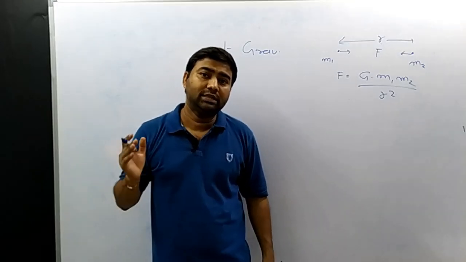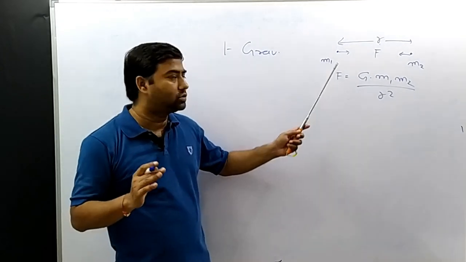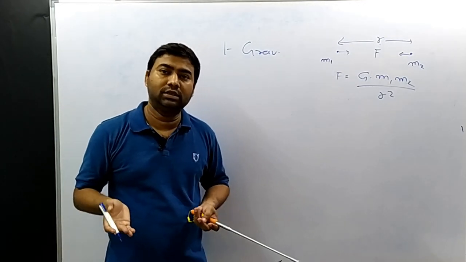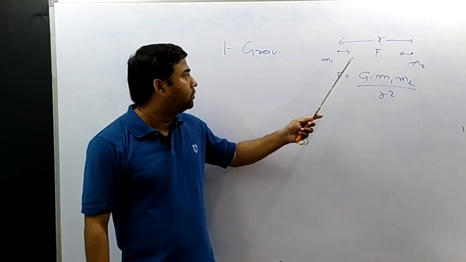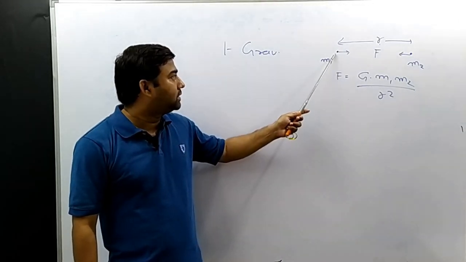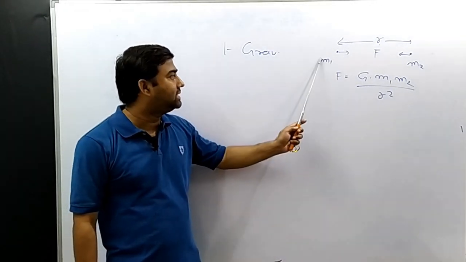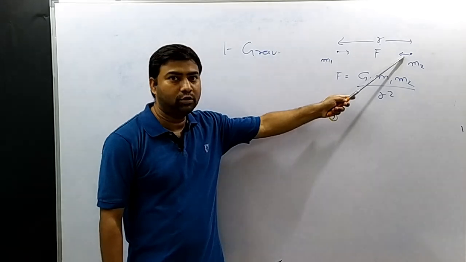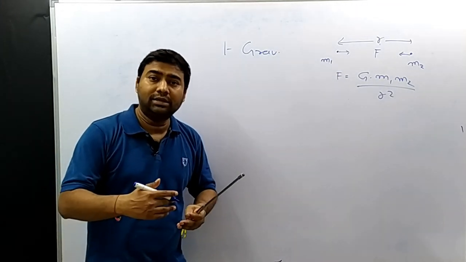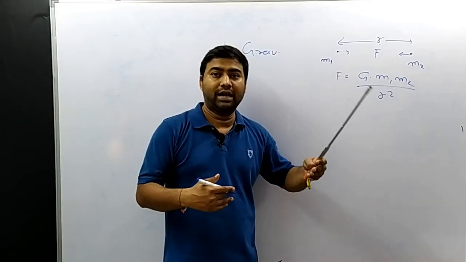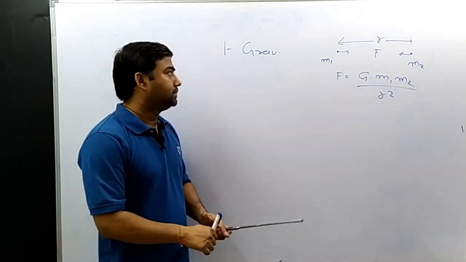As I have told you, there is no single force in the universe, so this gravitational force or any other force always exists in paired form. So there are two forces. One is gravitational force on m1 by m2, and second is gravitational force on m2 by m1. They are two forces, but they are being applied on different bodies. They are not being applied on the same body.